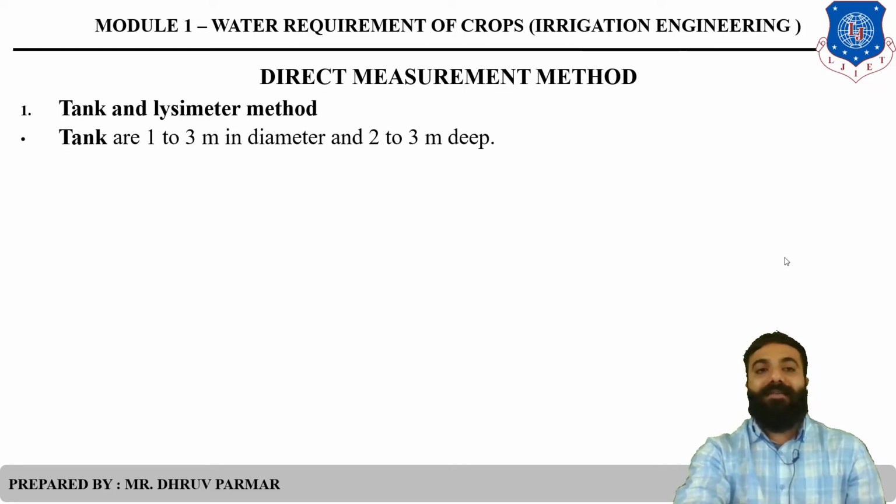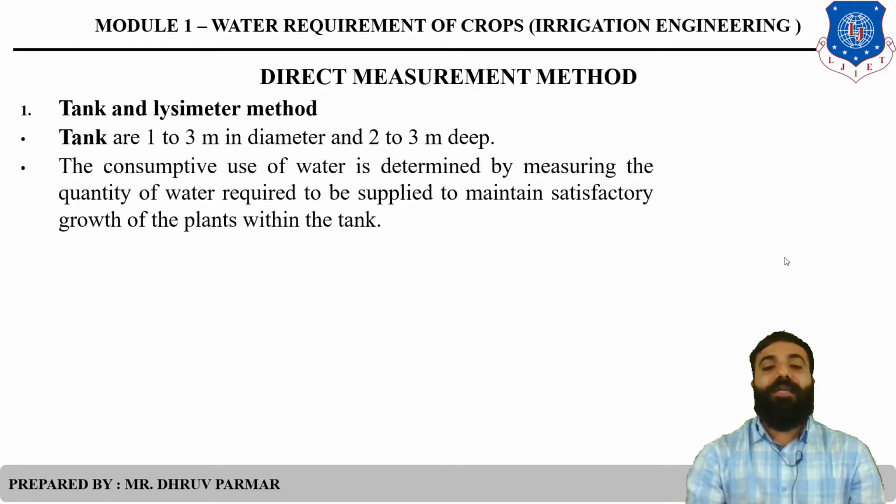So there are two methods: first one, the tank method, and second one, the lysimeter method. First, tanks are 1 to 3 meter in diameter and 2 to 3 meter deep. This is the dimension of a particular tank. The consumptive use of water is determined by measuring the quantity of water required to maintain satisfactory growth of the plant within the tank.